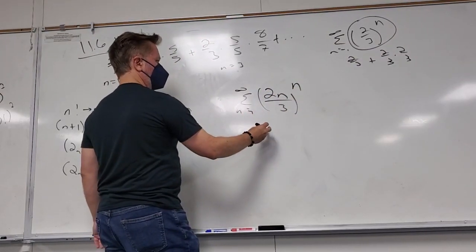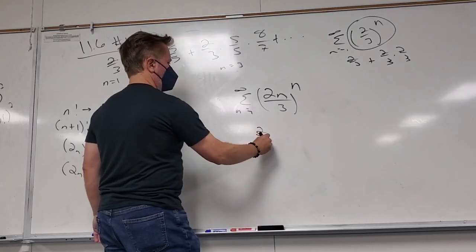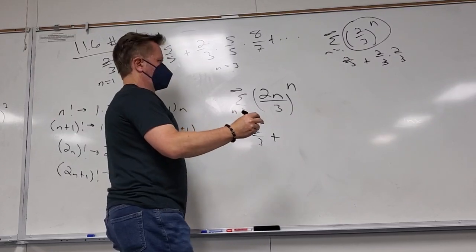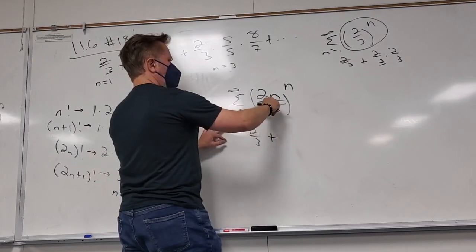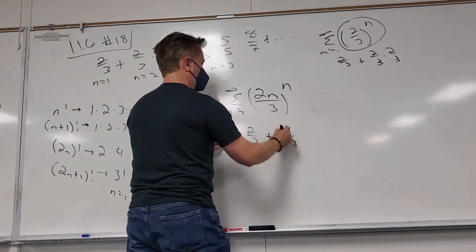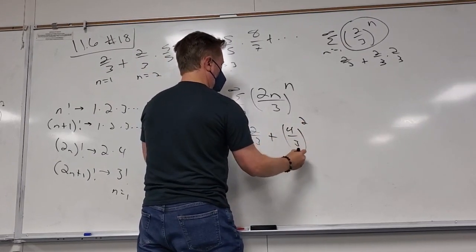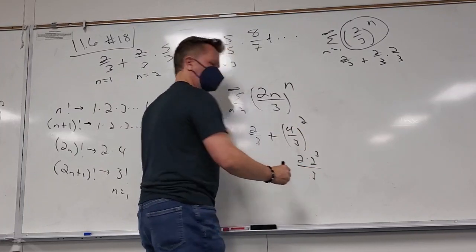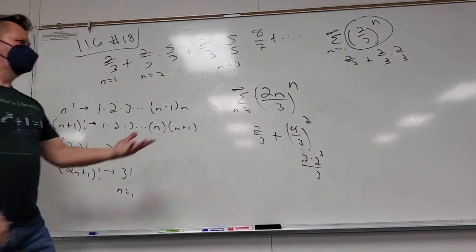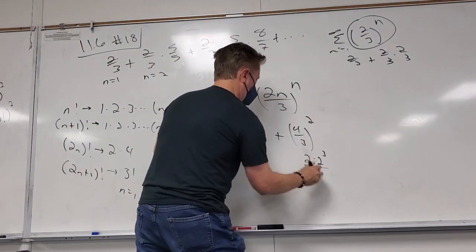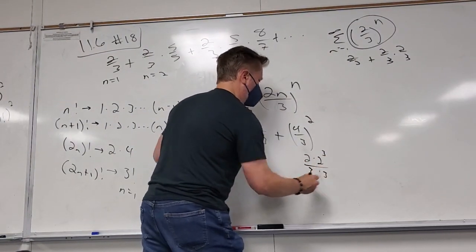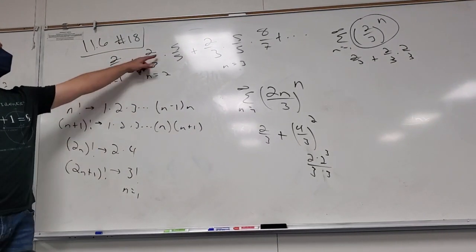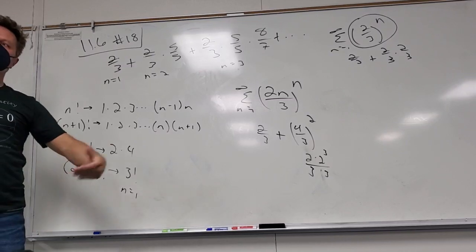n equals 1 would be 2 over 3. n equals 2 would be, let's see what it would be. It would be 4 over 3 squared. So it would be 2/3 times 2 cubed over 3. Which is not what we want, but it's kind of getting in that direction.